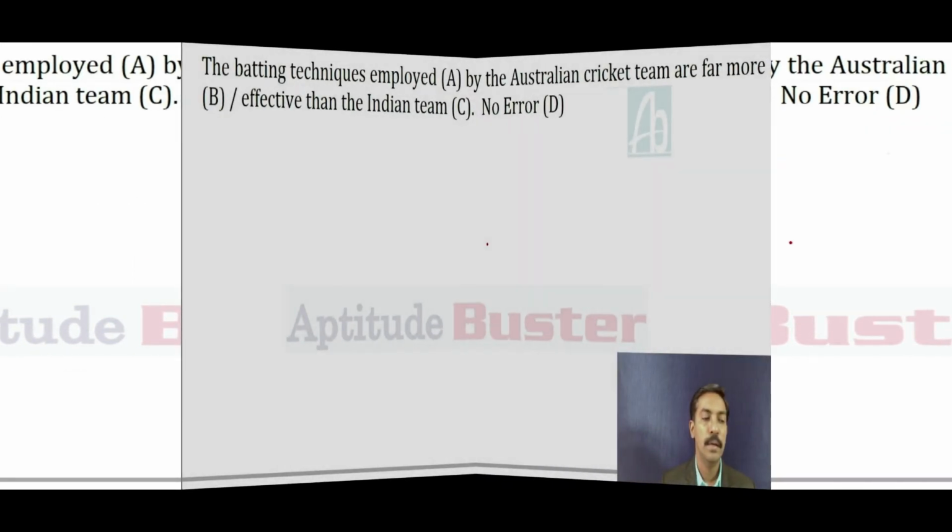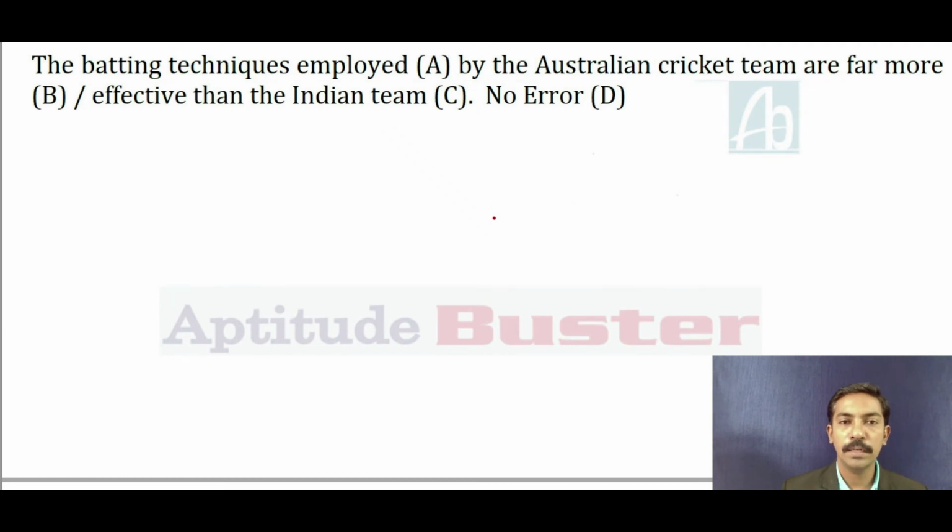Next question. The batting techniques employed by the Australian cricket team are far more effective than the Indian team. There is the word than. Even otherwise, the meaning of the sentence suggests that this sentence involves a comparison. Now, this is where you have to be slightly careful. Just check whether this given sentence is comparing an absolute or an aspect. In other words, are we comparing the Australian cricket team with the Indian cricket team, or are we comparing the batting techniques of the Australian cricket team with the Indian cricket team? When you look closer, you can understand and spot the error quickly.